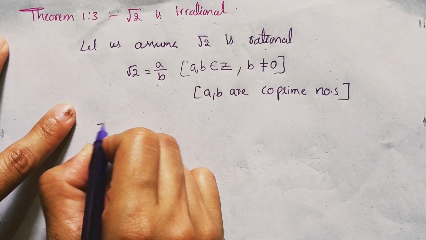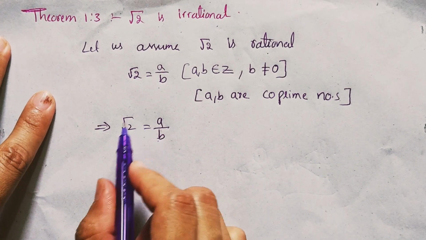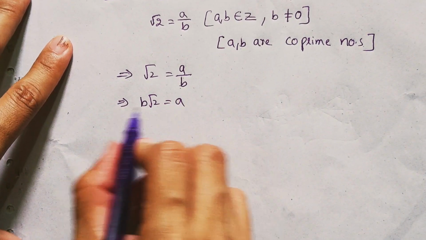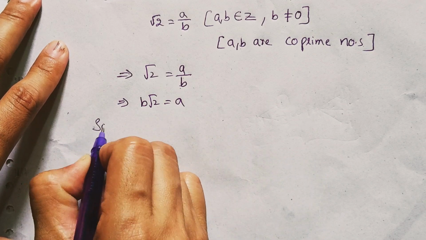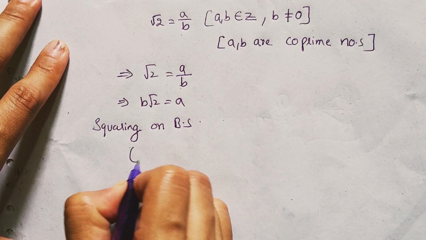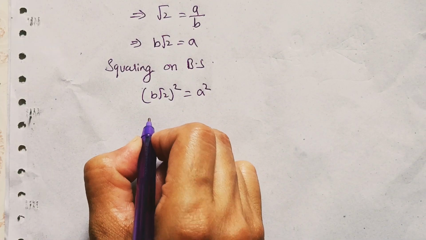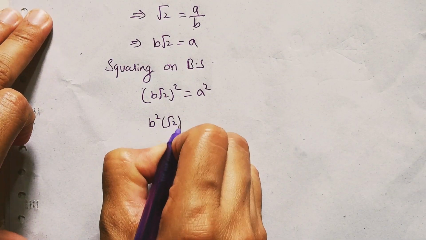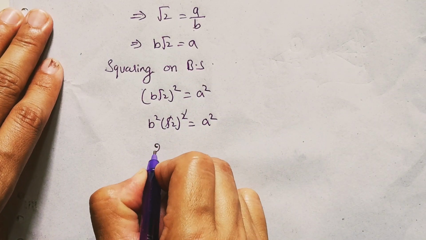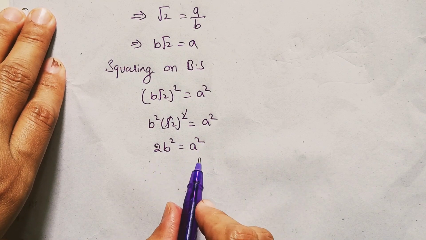So let's do this. Root 2 equals a/b. If I send b to the other side, it becomes b root 2 equals a. Now I am squaring on both sides. Then b root 2 whole square equals a square. It means b square into root 2 whole square equals a square. Here the square and square root cancel, so it becomes 2b square equals a square.